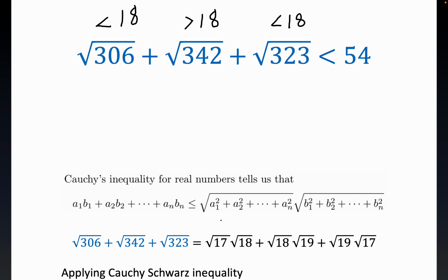We would want to look at this as far as the left-hand side goes. The square root of 17 would be a sub 1, square root of 18 would be b sub 1. Now, for this particular problem, our n is equal to 3, no doubt about that. We have 3 summands over here. And of course, this would be a sub 2, b sub 2 right here. And this would be a sub 3, b sub 3.